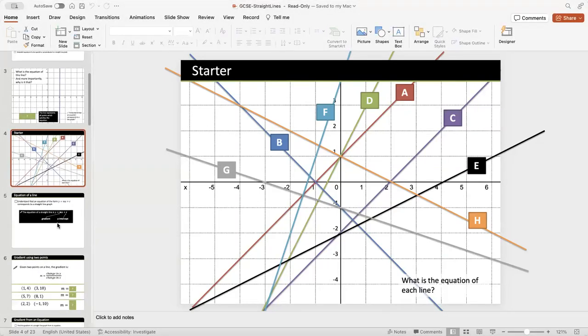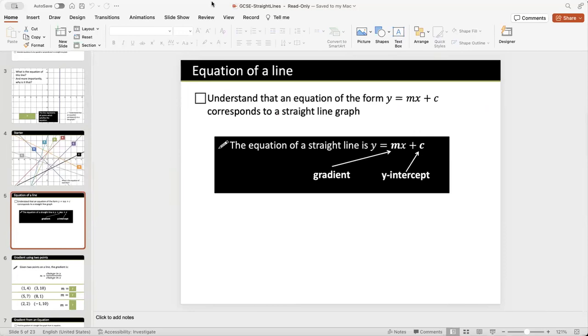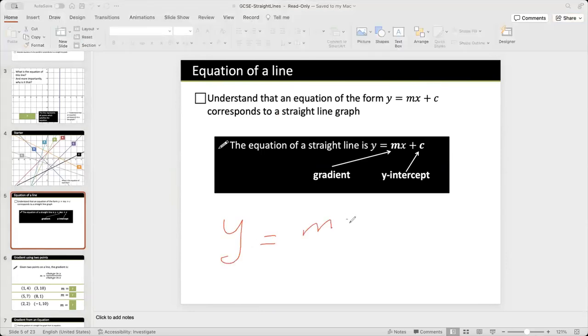What I want you to know, very important here, is this. There's a generic equation for a straight line: y equals mx plus c. The m you see here is the gradient, as shown in our PowerPoint, and the c you see there is the y-intercept.